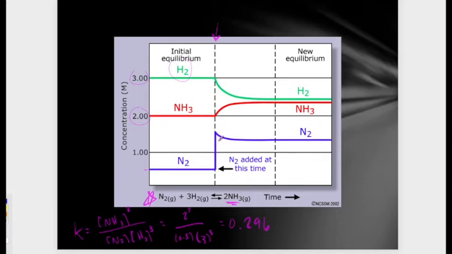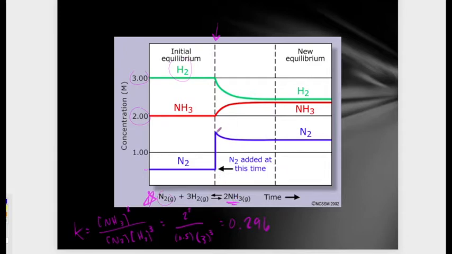Maybe I inject into my reaction flask some excess N2. And that is a reactant, right? I have added excess reactant. That's a stressor. How's the system going to respond? It's going to consume reactants and make more products again. And we can see that's exactly what happens.